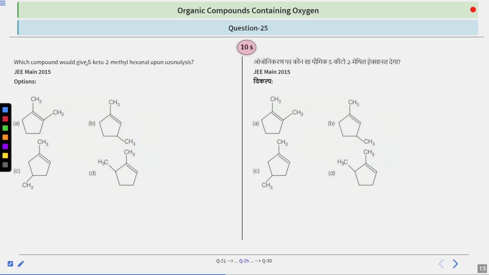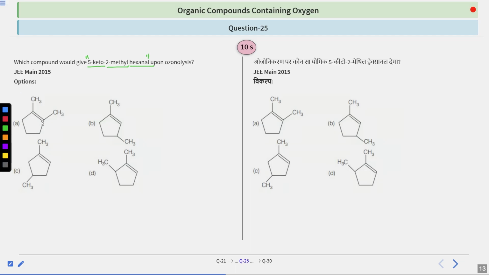Which compound would give 5-keto 2-methyl hexanal upon ozonolysis? From the options, you have to select one compound which will give this product, that is 5-keto 2-methyl hexanal, when you do its ozonolysis and treat it with ozone. This question was in JEE Mains 2015.